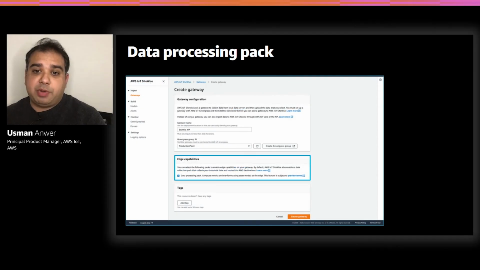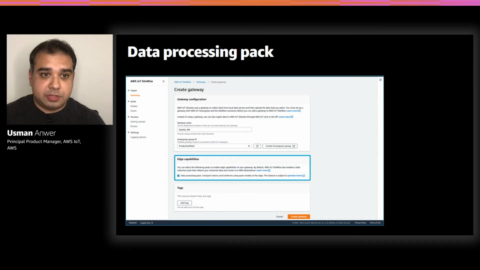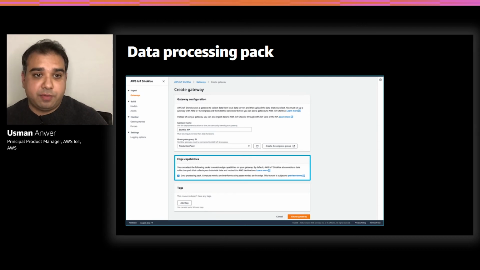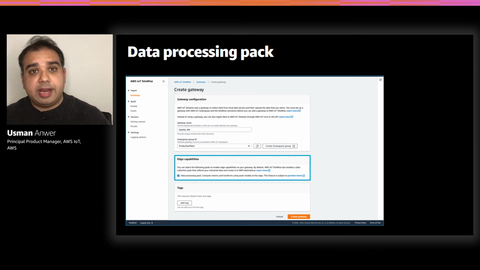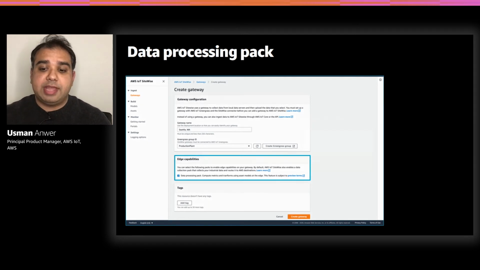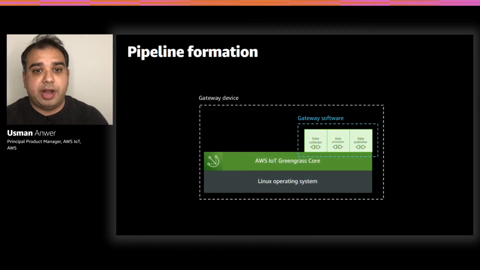You can enable the data processing pack through the SiteWise console. You simply go into the gateway creation flow, or you can edit your existing gateway, where you would now see a setting to enable edge capabilities. The data collection capabilities are enabled by default for all gateways, but data processing capabilities require you to opt into them. Once you opt into them, you can then go and deploy the connectors required to process the data at the edge.